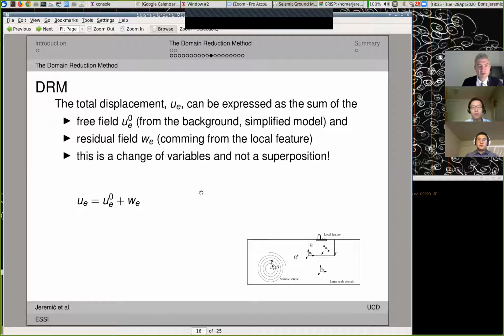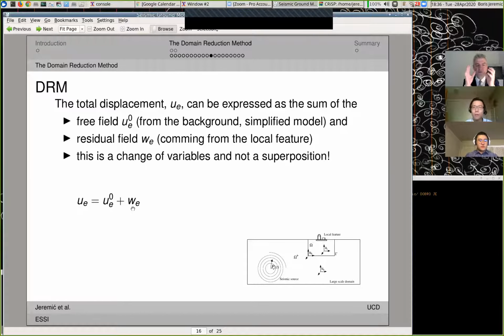Now what we do is a so-called change of variables. The total displacements on the outside, those are displacements on the outside here, are going to be made up of two sets of displacements. One is the so-called free field displacements, U0E. So these are displacements when there's no local feature, and a so-called residual field, WE. Those are additional displacements that are present because now we actually have a structure on top, and the structure oscillates a little bit. There is a change in the field outside because the structure oscillates a little bit and maybe sends a little bit of additional waves to the outside.